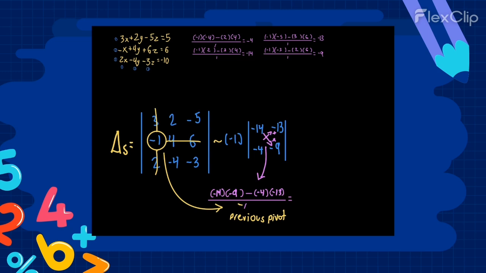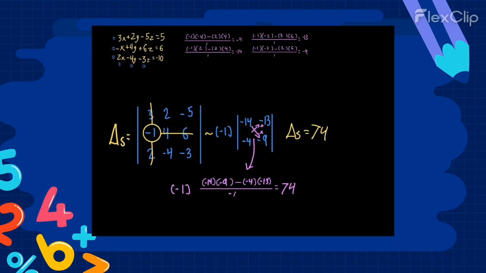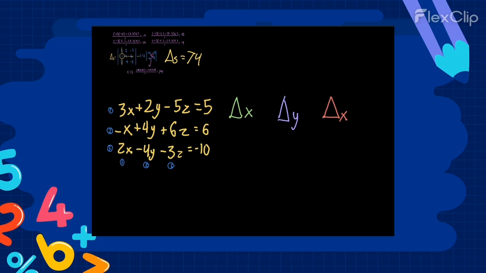So it's going to be -14 times -9 rested by -4 times -13. This is going to be divided by our previous pivot, that is -1 times the cofactor. So it's 74, and the determinant of the result is going to be 74. Then to find the x, y variables, we also find the determinant of these variables, but with certain rules.